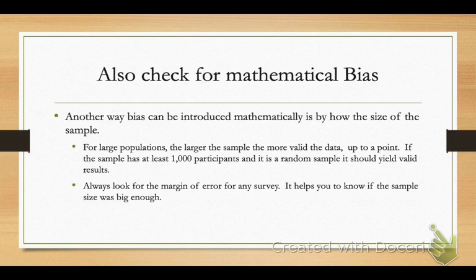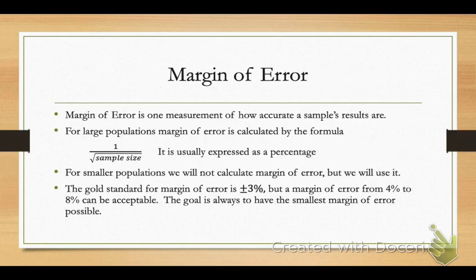Another thing you can look at is margin of error for a survey. It helps you to know if the sample size is big enough. And so let's talk about margin of error. It is actually a mathematical measurement that helps you determine how accurate the results of a survey are based on the sample size. Now, the calculations for margin of error for any survey is pretty complex. For large populations, you can calculate the margin of error by taking one over the square root of the sample size.